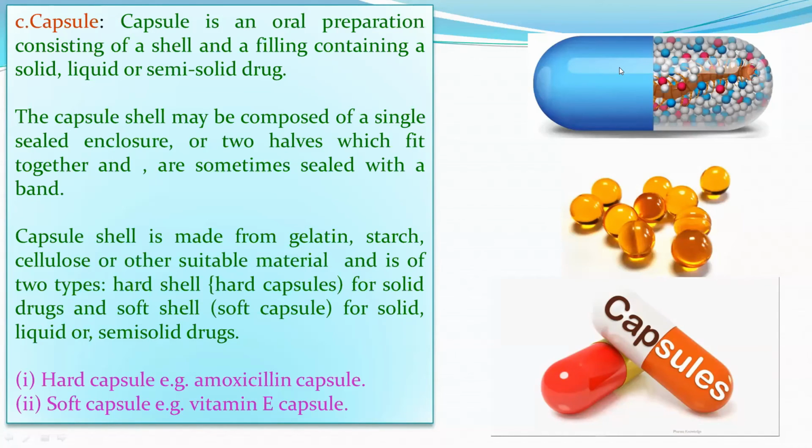There are once again two types of capsules. One is the hard capsule, for example the amoxicillin capsule. Here you can see this is a hard capsule. Soft capsules are the vitamin E capsules and the shark liver oil capsules.